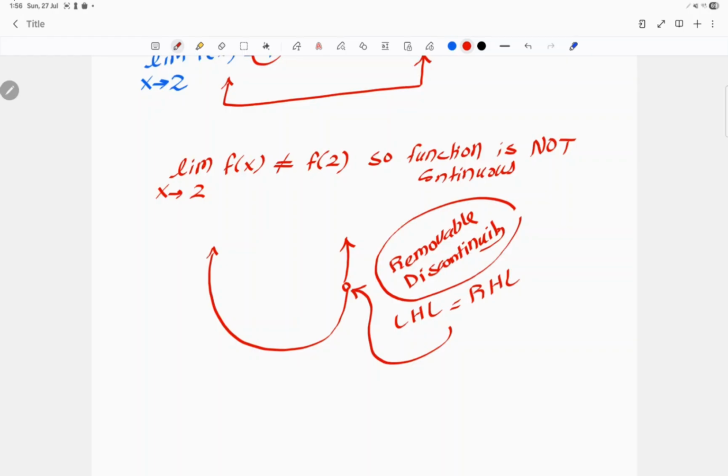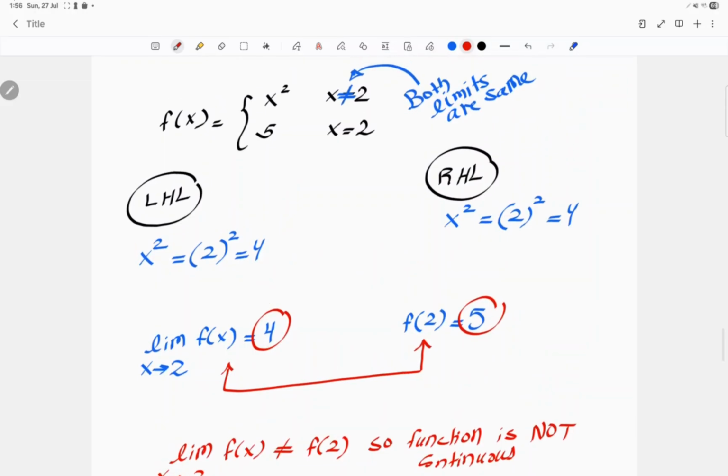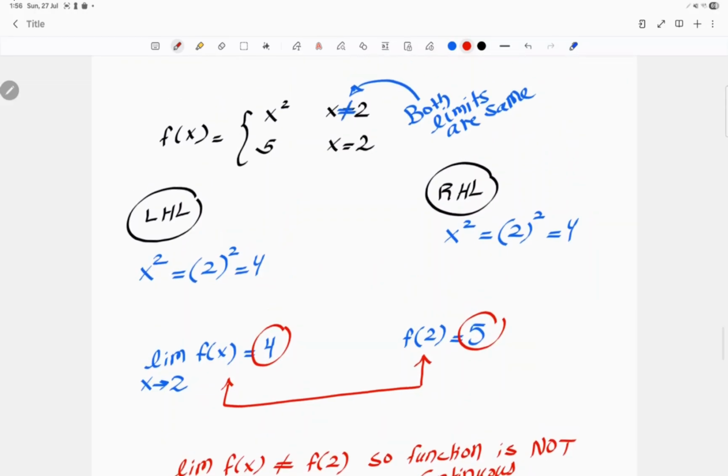Can someone tell us why there is a hole and not a dot? It's not defined. Can we tell that from the piecewise function? Yes, we could. Not equal to means there's going to be a hole.